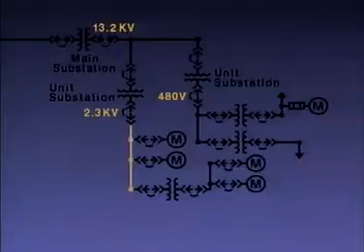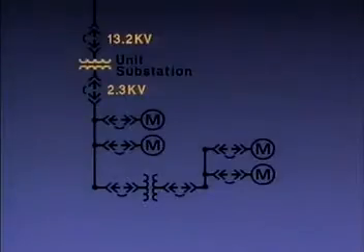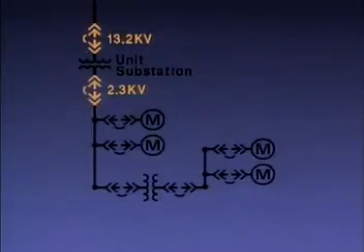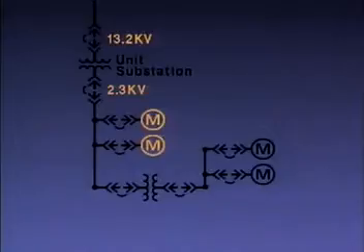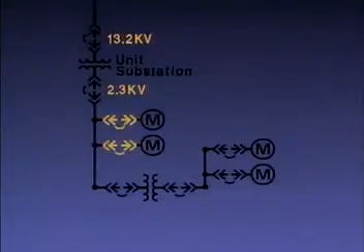Let's take a closer look at the 2.3 kV bus. This transformer converts the distribution voltage, 13.2 kV, to 2.3 kV. There are circuit breakers on each side of the transformer. The 2.3 kV bus supplies power to 3 different loads. 2 of the loads are motors that are fed directly from the 2.3 kV bus. Each of the motors is protected by a circuit breaker.